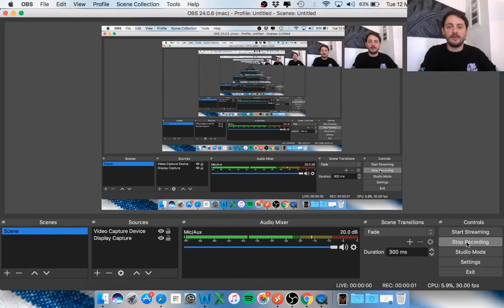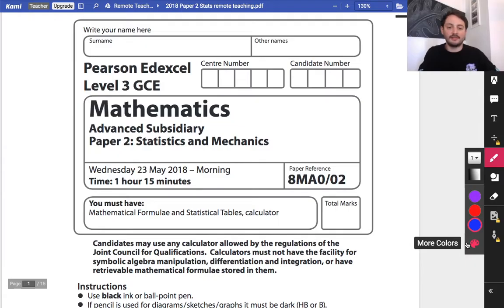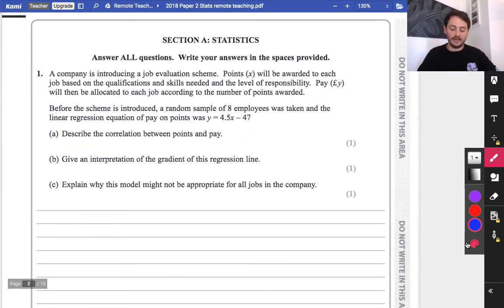Hey guys, so I'm going to be going through the AS 2018 paper for statistics today. Just the statistics part, the mechanics part is in a separate video. My year 12s did this as one of their mock exams, so I think this should be helpful for you. Okay, so we're going to start off by reading question 1.